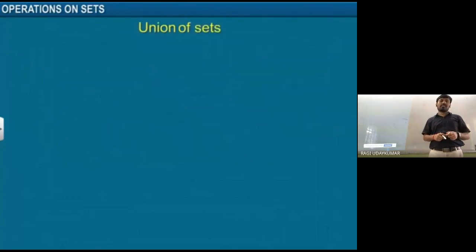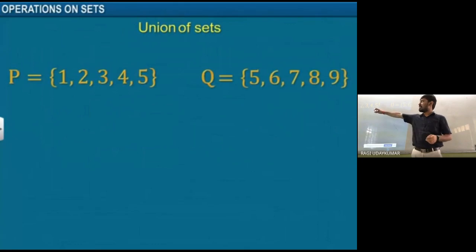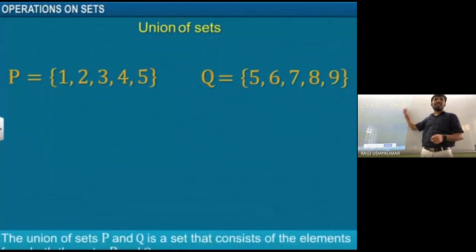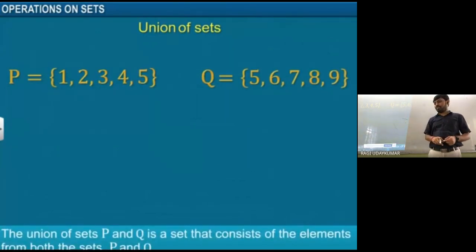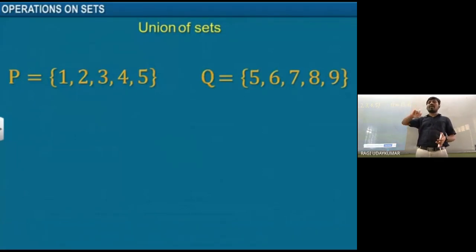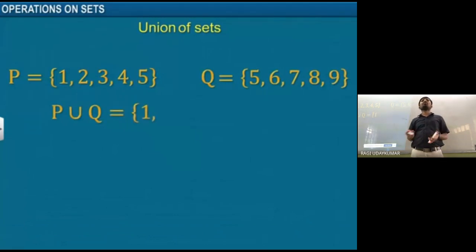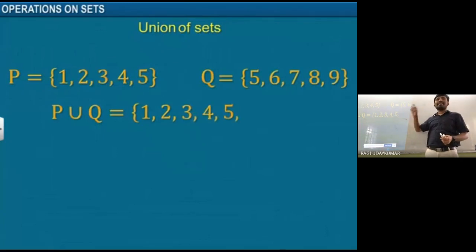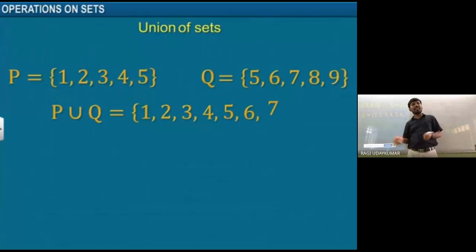Okay, so what is meant by union of the two sets? Suppose you take the example P as 1, 2, 3, 4, 5 and Q as 5, 6, 7, 8, 9. So two sets: P is equal to 1, 2, 3, 4, 5 and Q is equal to 5, 6, 7, 8, 9. P union Q, if you are taking, is 1, 2, 3, 4, 5, 6, 7, 8, 9.